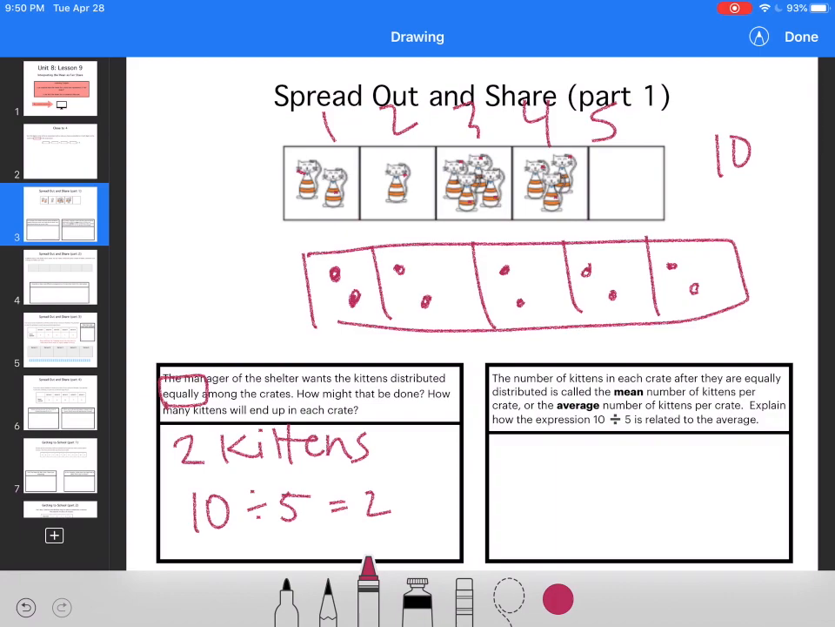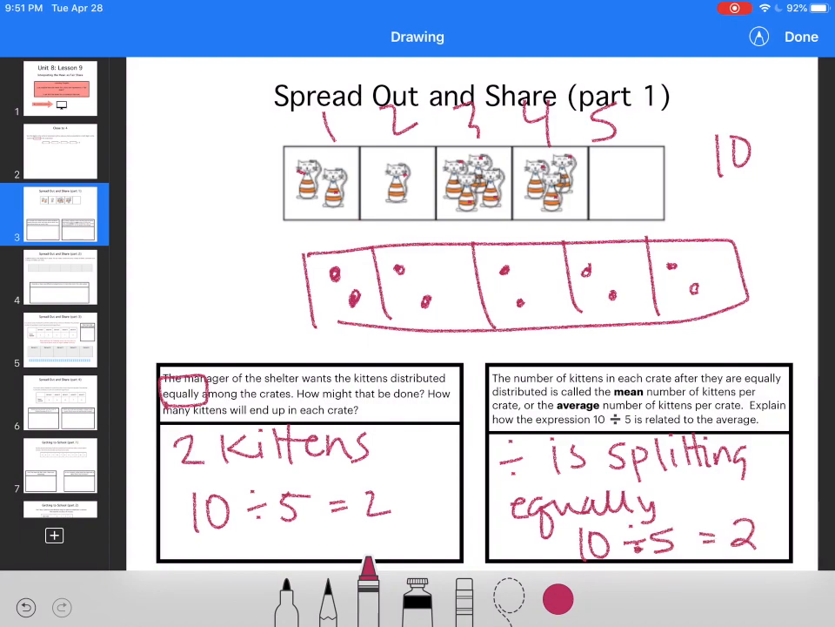Explain how the expression 10 divided by 5 is related to the average. Division is dividing equally, is splitting equally. You know that from elementary school. So I take the total number of cats, which was 10, and I split it equally into the 5 crates that I have, and I get 2. So that's how I know that I have 2 kittens.